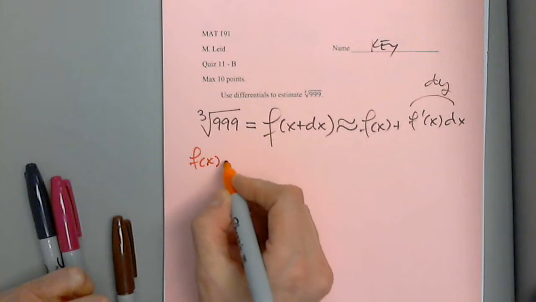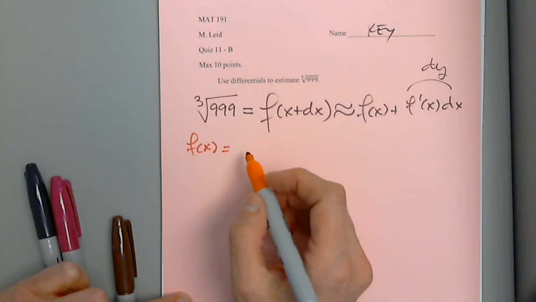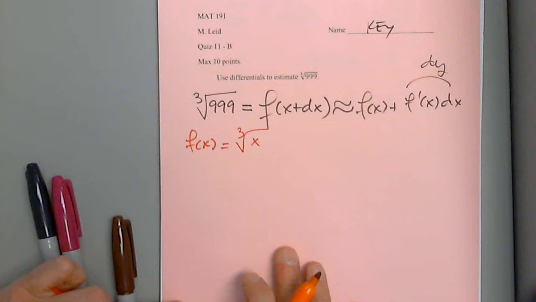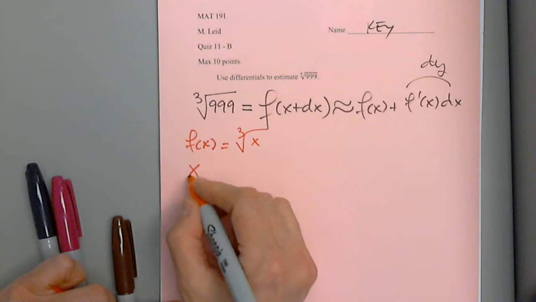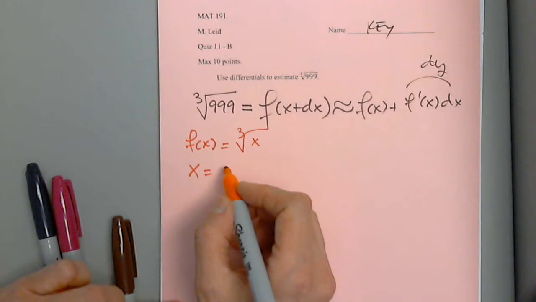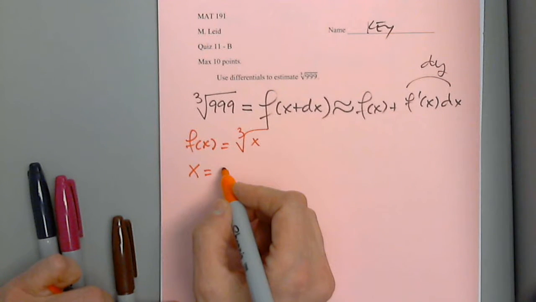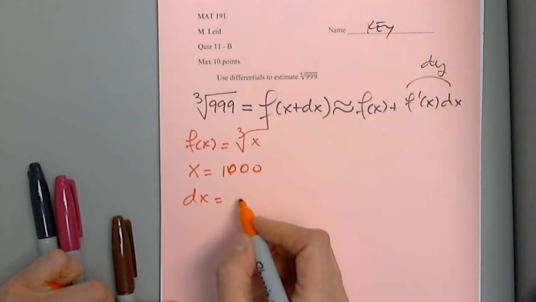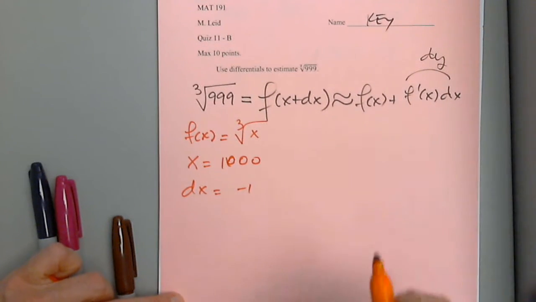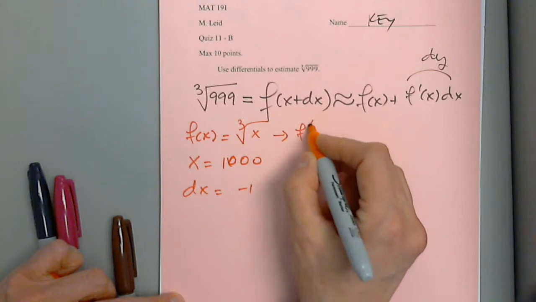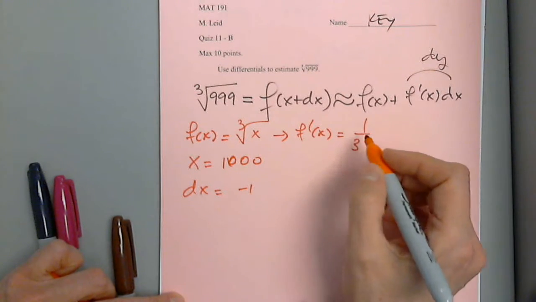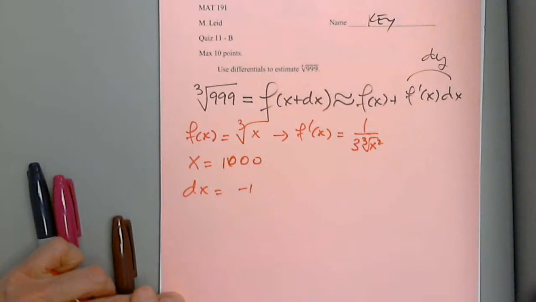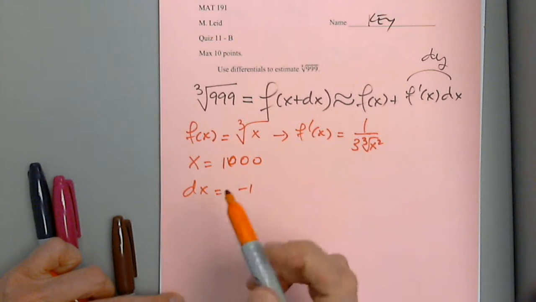What is the function, which is the cube root of x? Good. The cube root of x. Good. X is 1000. Very good. And dx will be? Very good. So all I have to do is find f prime of x, which will be 1/3 x to negative 2/3, which is the cube root of x squared. Right? Bring down the power.